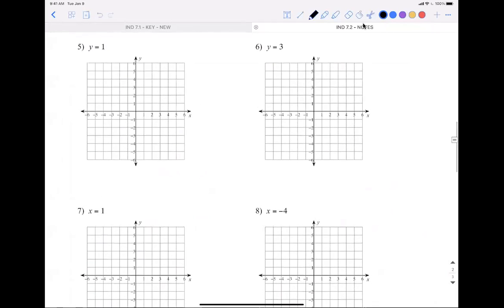Well, let me, there we go. Y equals 1 and X equals 1.